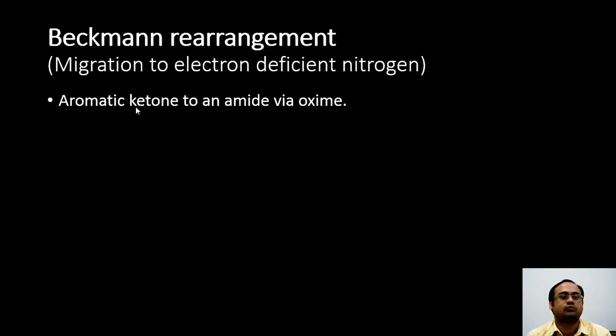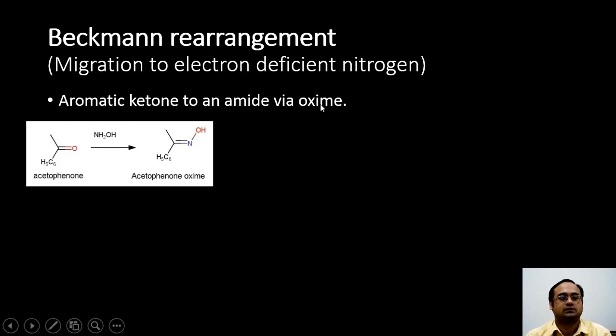Now let us move to the next molecular rearrangement, that is Beckmann rearrangement. This involves the rearrangement of a group to an electron deficient nitrogen, just like a Hofmann rearrangement. But in this reaction, an aromatic ketone is converted into an amide via an oxime. So let us see how this happens. Initially, you treat a ketone like acetophenone with hydroxylamine. That will generate the acetophenone oxime with the carbon nitrogen double bond and NOH group.